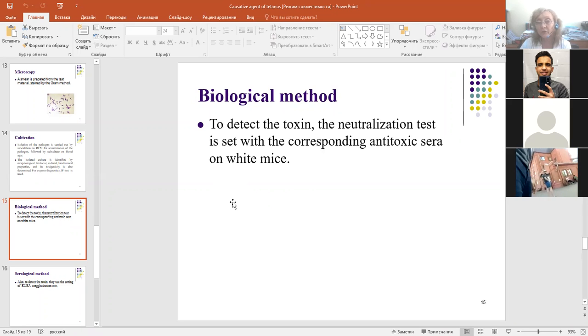And if such symptoms are not detected in the mice that got the injection of the mixture of material and antitoxic sera, we can conclude that exotoxin is detected, and the treatment should be done as soon as possible to save the life of the patient.